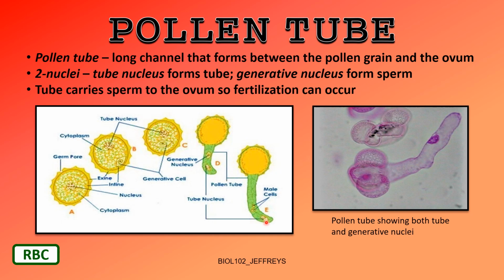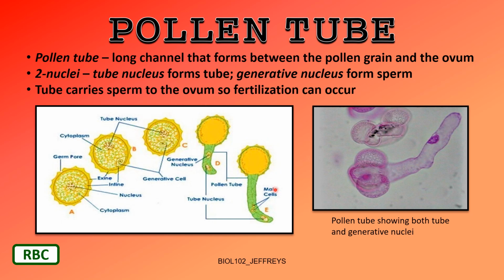And once the pollen tube reaches the ovum, then that will fuse and the two sperm cells will be released into the ovum. Okay, so there are two nuclei. The tube nucleus forms the tube, the generative nucleus forms the sperm, and the tube carries the sperm to the ovum so fertilization can occur, right?